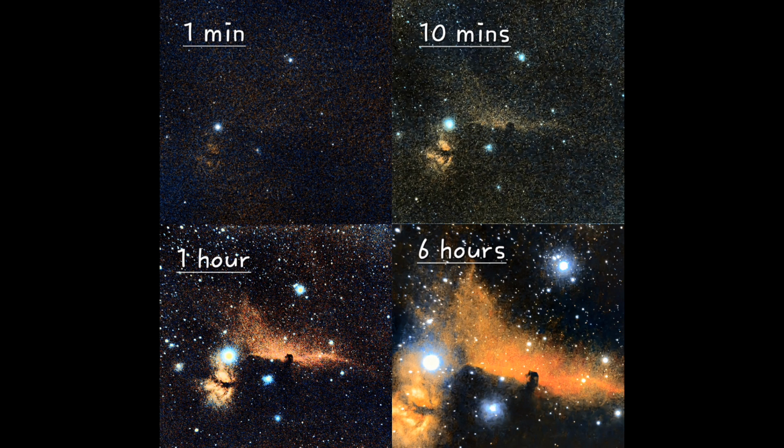Exposure time is a critical factor in astrophotography, affecting the brightness, detail, and quality of the image. The optimal exposure time depends on several factors, including the brightness of the object, the sensitivity of the camera sensor, and the tracking accuracy of the telescope mount.